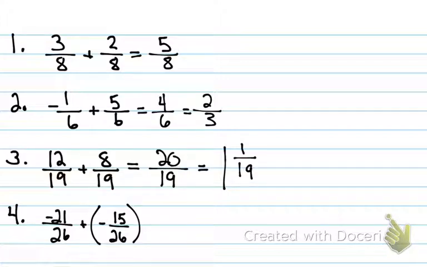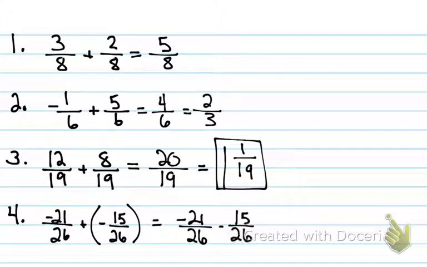Number 4, I need to decide if this is same sign or different. Well, I don't really like seeing the plus and negative. Remember, we try to get rid of those double signs. That's the same thing as just subtracting it. So if I have a negative 21 and a negative 15, okay, same sign, add and keep to make negative 36.